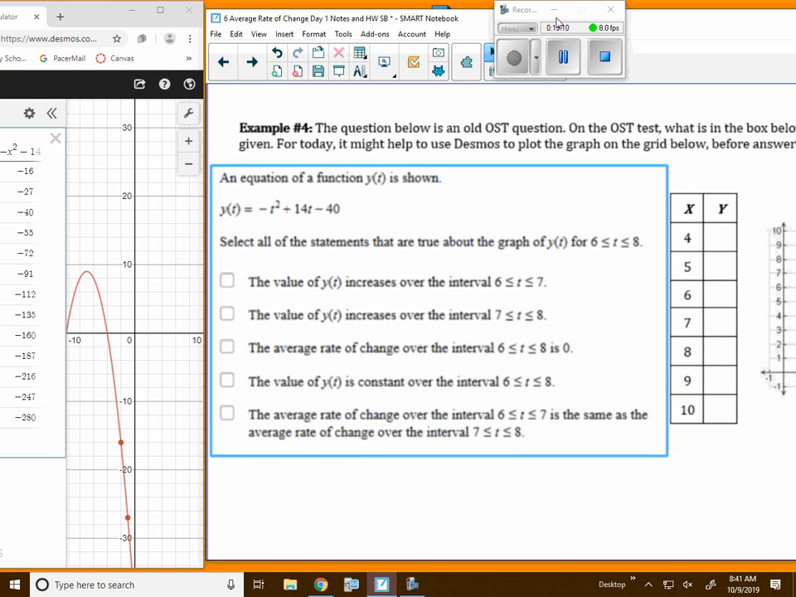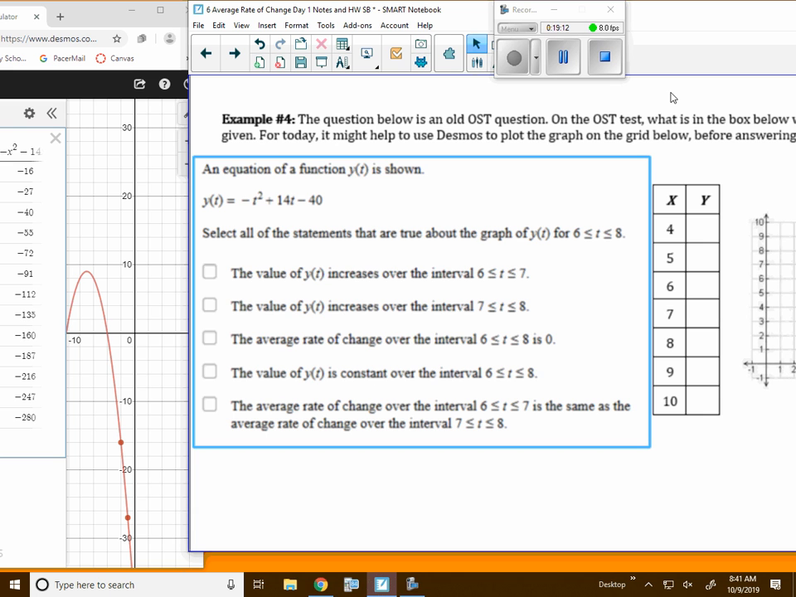Okay, bear with me while I write these in here. Now, the reason I'm showing you this is because there's a lot of different ways that you can do this. There's a lot of ways this problem can be done.